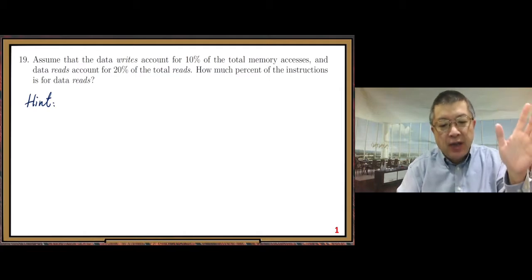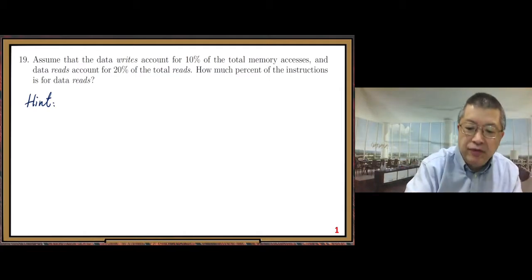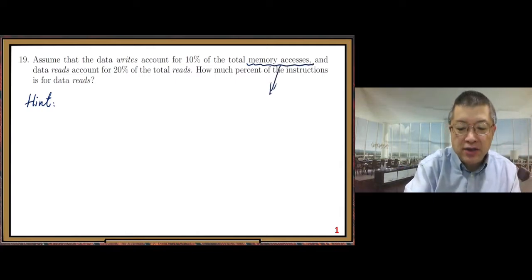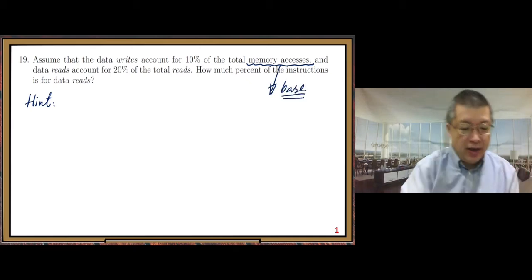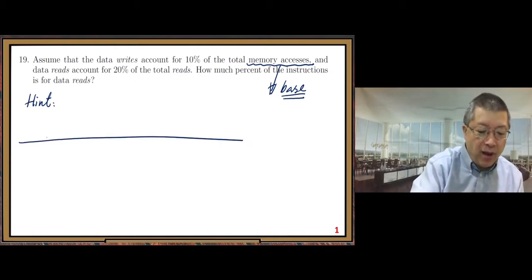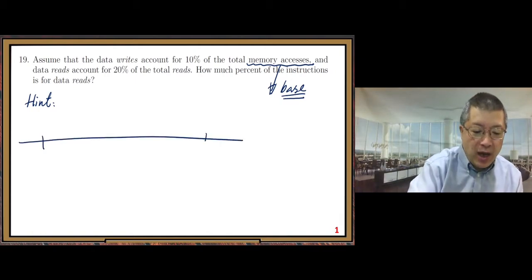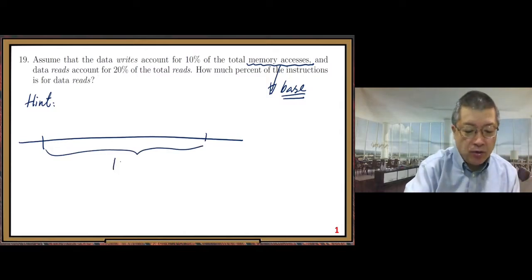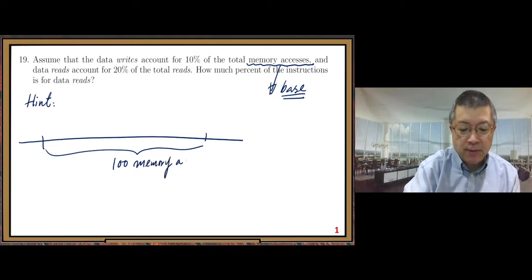Data writes account for 10% of total memory accesses. Look at that: the base is memory accesses, not instructions. So that's the base. Then when we draw the diagram, we like to use base number 100, 100 memory accesses.